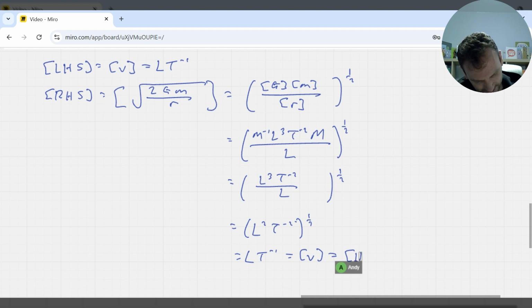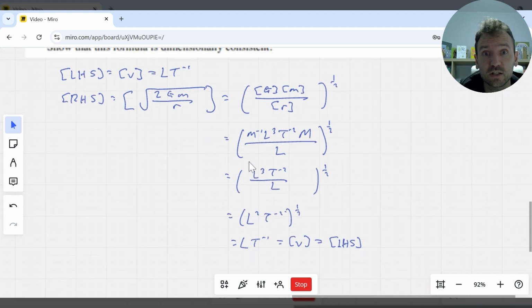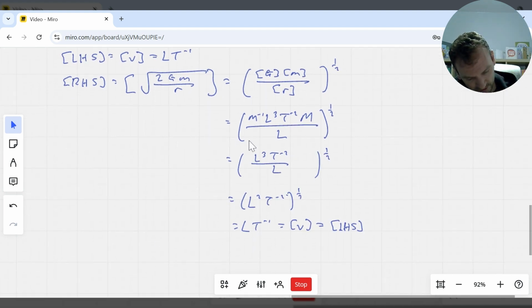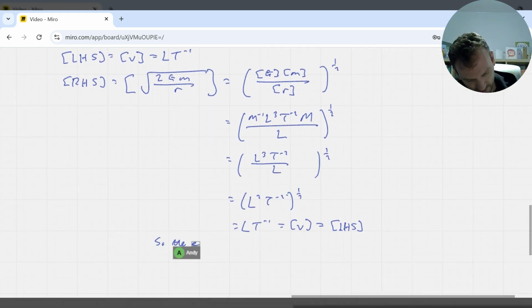Like I say, you could get away without writing dimensions of LHS here, but I'm just doing it for completeness. It's a "show that", so I should finish with a conclusion. So I'm just going to say, so the equation is dimensionally consistent. Whatever you're being asked to show in a "show that", make sure you conclude that you've shown it.